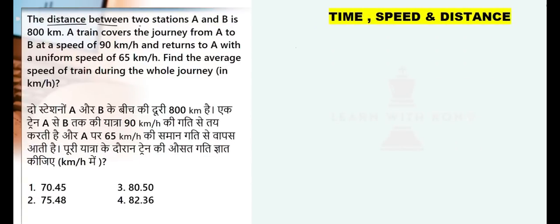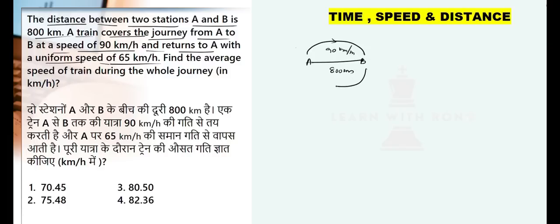The distance between two stations A and B is 800 kilometers. So there are two stations A and B and the distance between them is 800 kilometers. A train covers the journey from A to B at a speed of 90 km per hour, and returns to A with a uniform speed of 65 km per hour. So from B to A the speed is 65 km per hour. They asked us to find the average speed of the train.